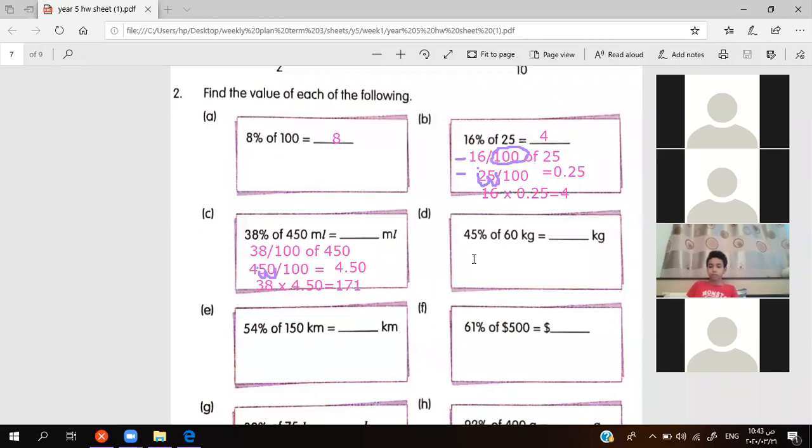Let's try number D. 45% means what am I going to do? Say with me: 45 over 100 of 60. Now I have a fraction of a quantity, a fraction of a number. How do I get the fraction of this number? I do the number divided by what?